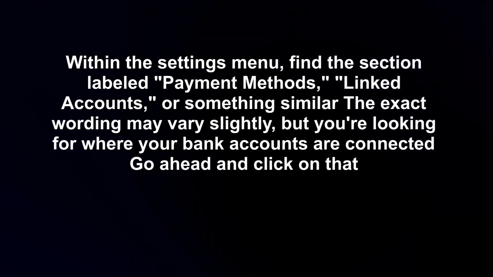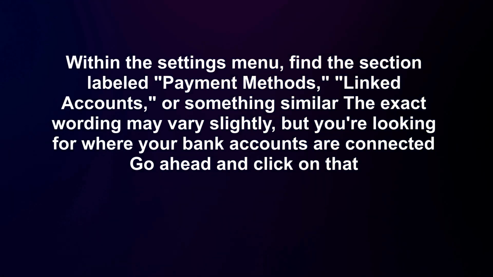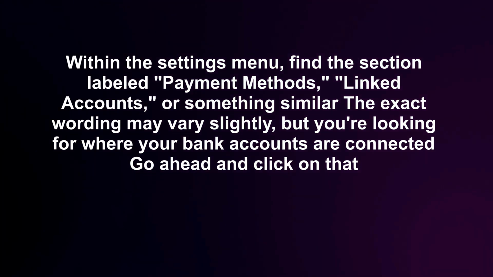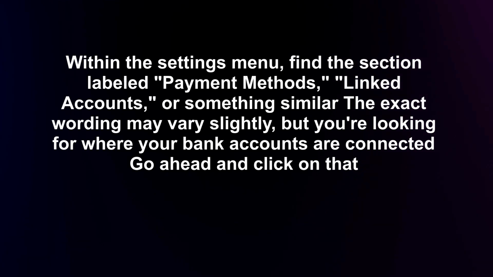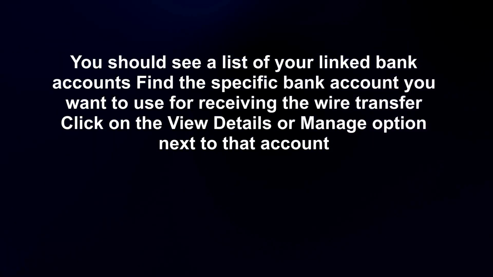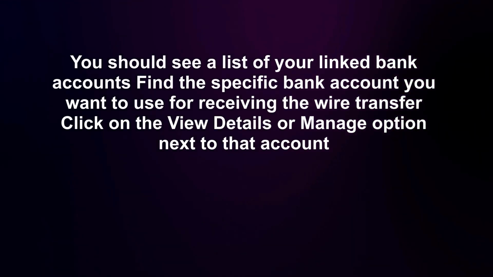Within the settings menu, find the section labeled Payment Methods, Linked Accounts, or something similar. The exact wording may vary slightly, but you're looking for where your bank accounts are connected. Go ahead and click on that. You should see a list of your linked bank accounts. Find the specific bank account you want to use for receiving the wire transfer. Click on the View Details or Manage option next to that account.